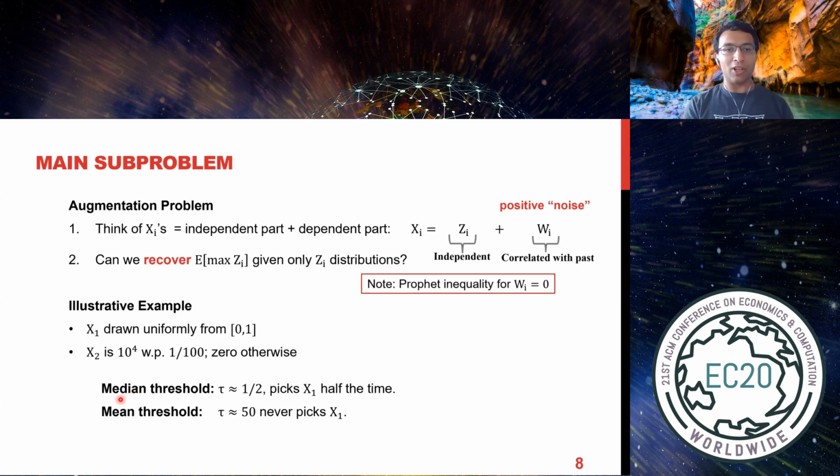Now, what do the median and the mean thresholds do? The median threshold will be pretty much a half, because half the time x2 is pretty much 0. So you'll set a threshold close to the median, which will select x1 half the time. The mean threshold, on the other hand, sets a threshold of around 50 because the mean is very large. Okay, so this is good. Both of them will give you a half approximation to the expected max xi.